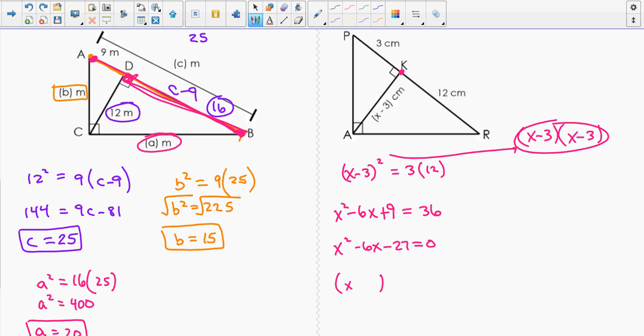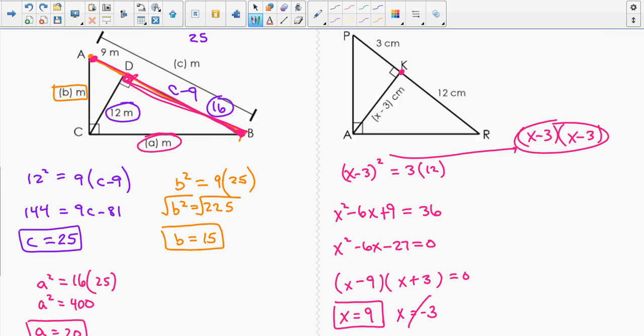Okay, setting my problem up to factor. My factors of 27 are 9 and 3. This has to be a negative, this has to be a positive. So I get positive 9, and I get negative 3. The negative 3 wouldn't make sense because then my altitude would be negative 6, so this one makes sense. Okay, so I figured out x.